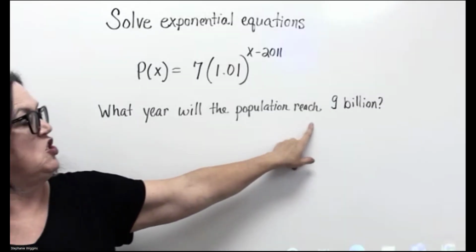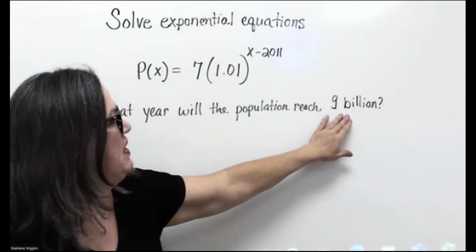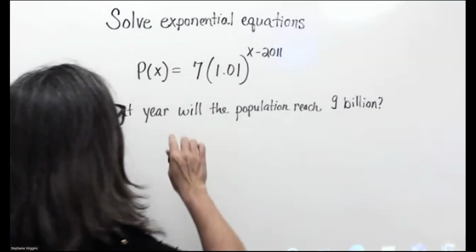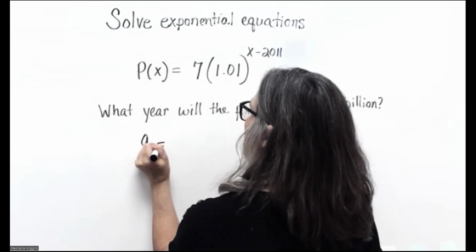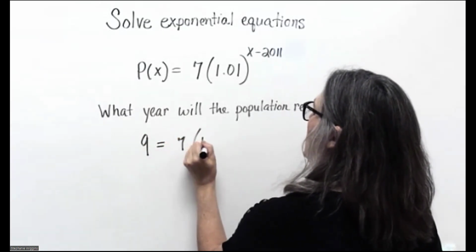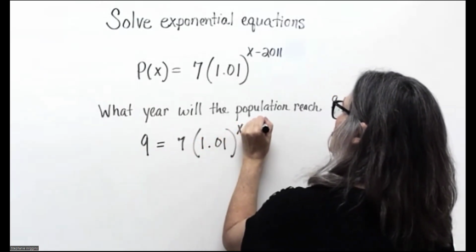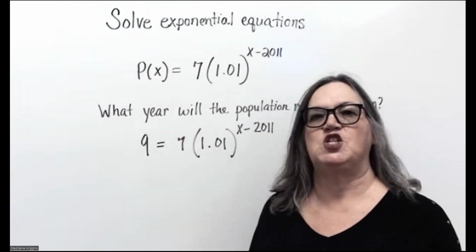What year will the population reach 9 billion? And here's our model. The population is 9 billion and P is in billions, so I'm going to substitute P of X with 9. And then we have 7 times 1.01 to the power of X minus 2011. This is an exponential equation.